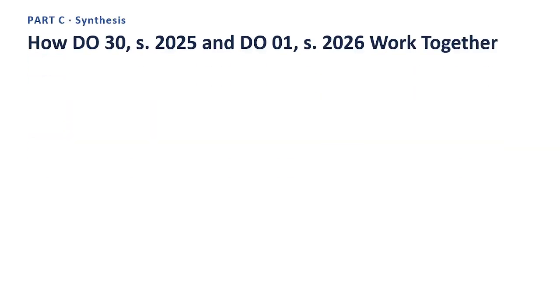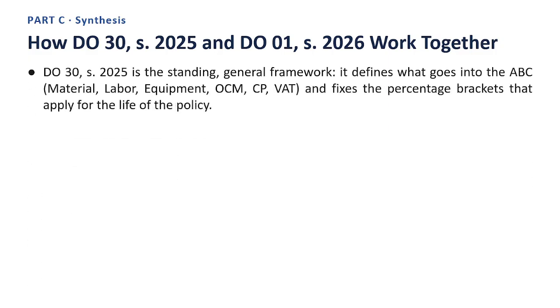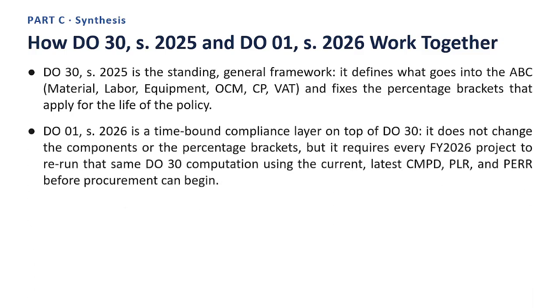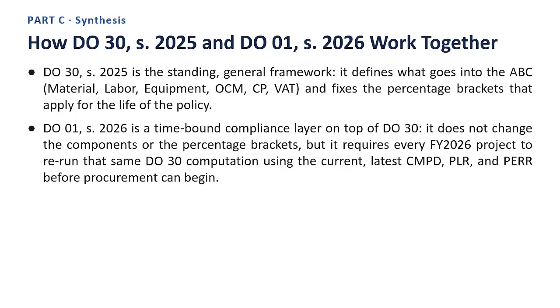Next slide. How do DO 30, Series 2025 and DO 01, Series 2026 work together? Point 1. DO 30, Series 2025 is the standing, general framework. It defines what goes into the ABC, material, labor, equipment, OCM, CP, VAT, and fixes the percentage brackets that apply for the life of the policy. Point 2. DO 01, Series 2026 is a time-bound compliance layer on top of DO 30. It does not change the components or the percentage brackets, but it requires every FY 2026 project to rerun that same DO 30 computation using the current, latest CMPD, PLR, and PERR before procurement can begin.